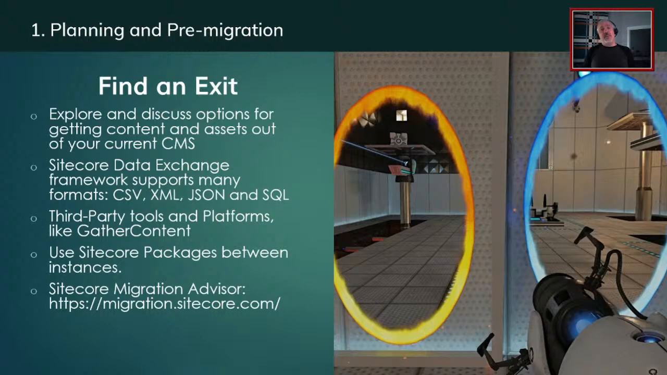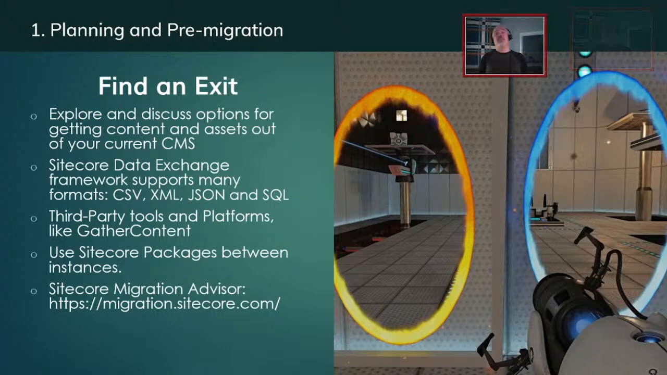So some CMS platforms do not make it easy to leave. You should explore and discuss your options to get your content and your assets out of your current CMS and into Sitecore. The Sitecore Data Exchange Framework supports many formats, so you do have some options, but it can be tricky to use. There are also some third-party tools and platforms that can help you, like GatherContent. And if you're migrating from Sitecore to Sitecore, your best bet is to use packages.